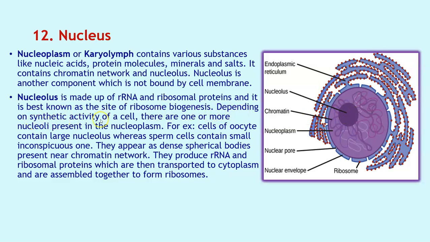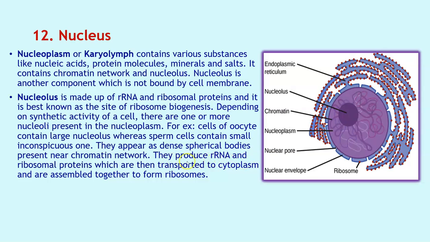Depending on the synthetic activity of a cell, there are one or more nucleoli present in the nucleoplasm. For example, cells of the oocyte contain a large nucleolus, whereas a sperm cell contains a small inconspicuous one. They appear as dense spherical bodies present near the chromatin network. So here you can see it's slightly dense as compared to the chromatin network.